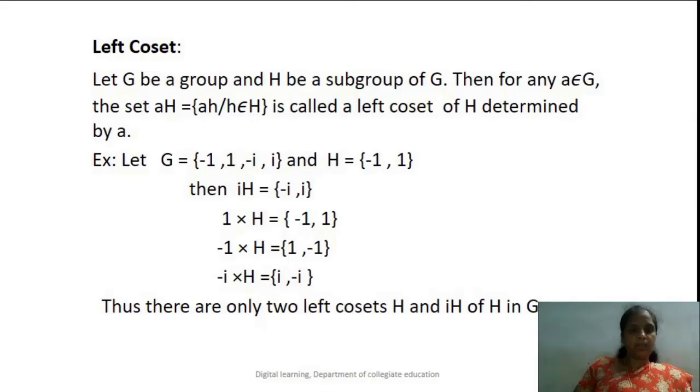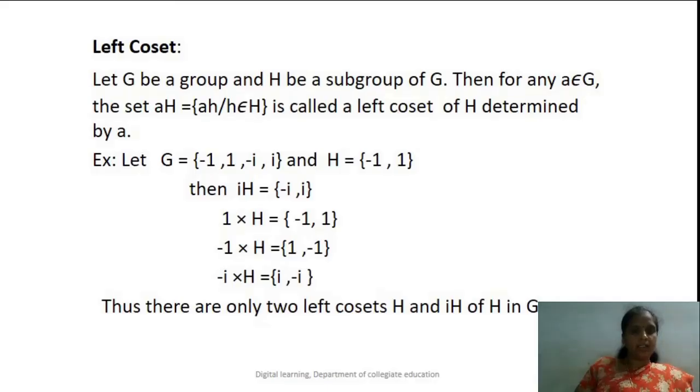So if we multiply, as we have seen in the right coset, i into minus 1 is minus i, and i into 1 becomes i. Similarly for 1 into H: 1 into minus 1 becomes minus 1, and 1 into 1 becomes 1. Similarly minus 1 into minus 1 becomes 1, and minus 1 into 1 becomes minus 1. Then minus i into minus 1 becomes i, and minus i into 1 becomes minus i.